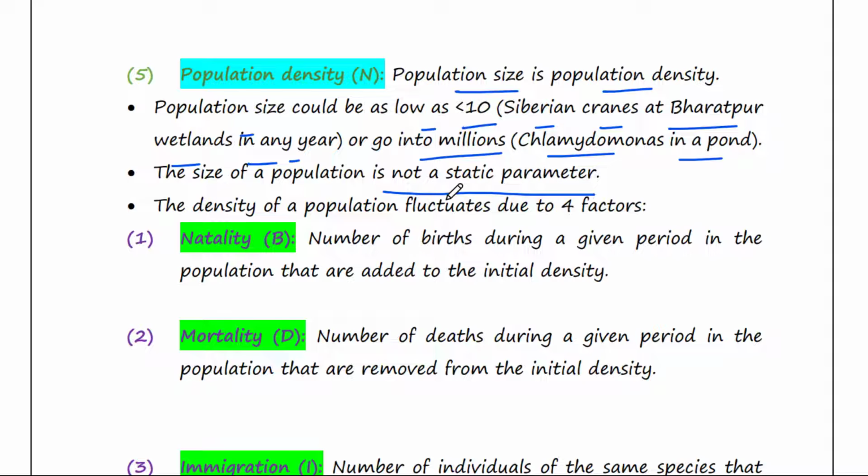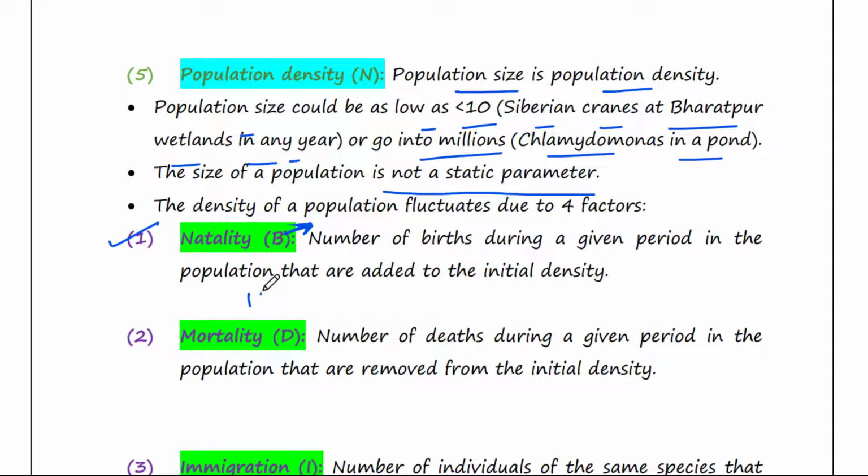Now, the density of a population fluctuates due to 4 factors. First is natality, that is denoted by capital B. So, please check this. Birth rate was denoted by small b, but natality is denoted by capital B. Indeed, there is a difference between the two. The number of births during a given period in the population that are added to the initial density is called natality.